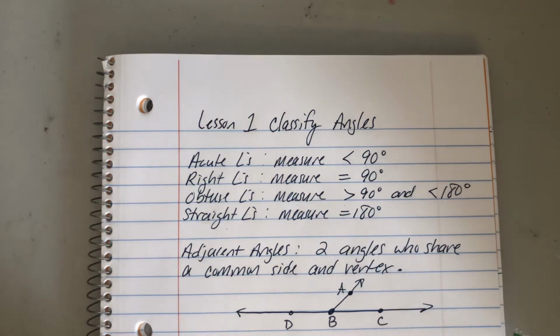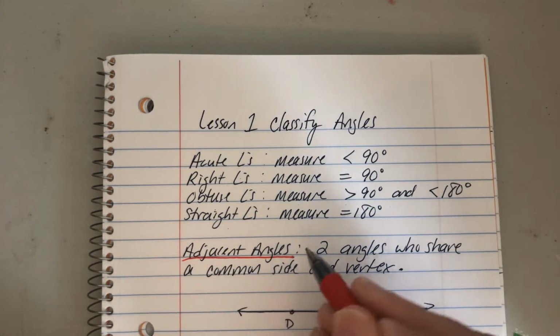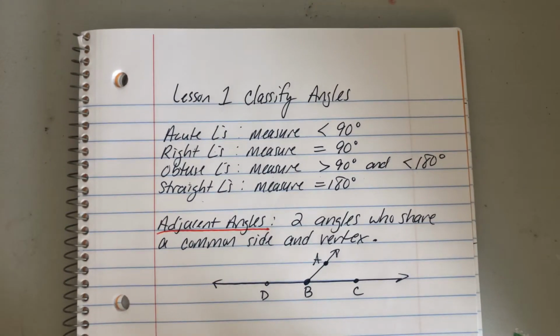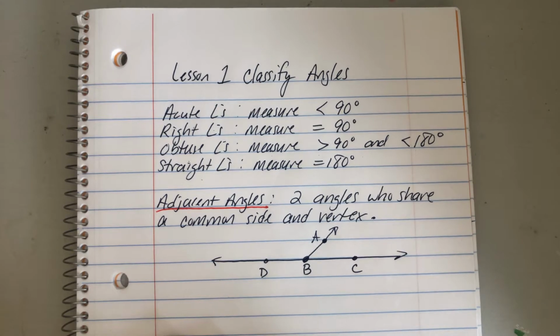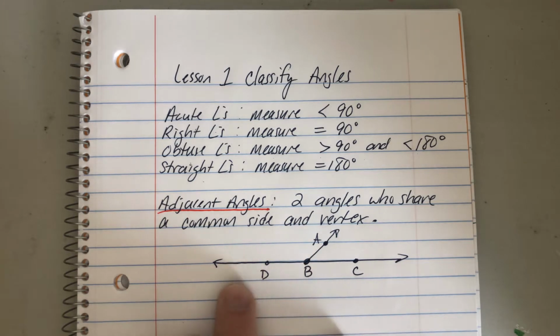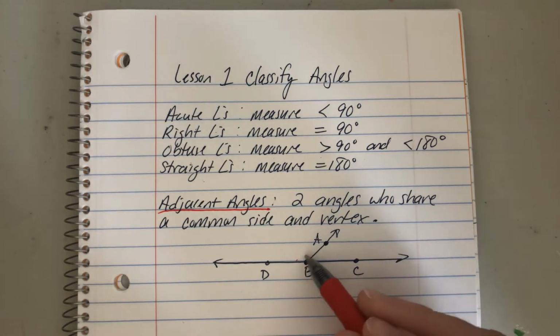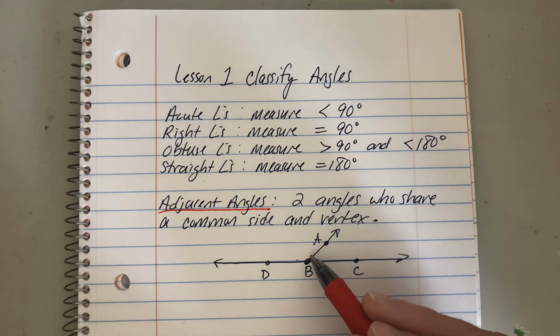We also discussed the other day something called adjacent angles. Adjacent angles are two angles that share a common side and a common vertex. In this picture, we have a straight angle DBC. So that whole thing straight across is 180 degrees. We have another angle DBA, which is this obtuse angle. It is adjacent to this acute angle ABC.